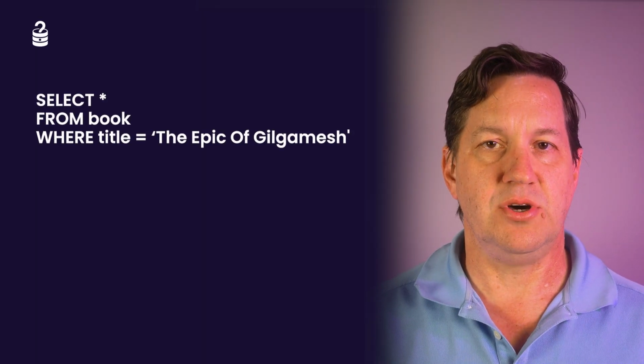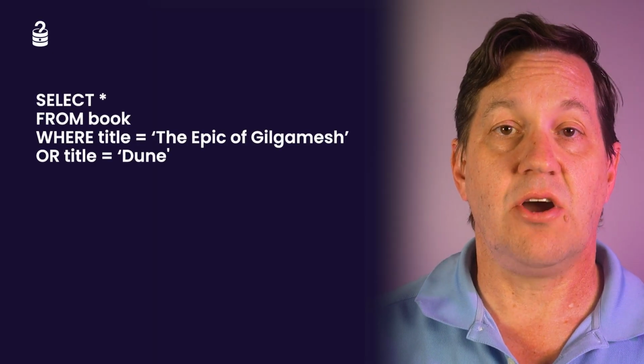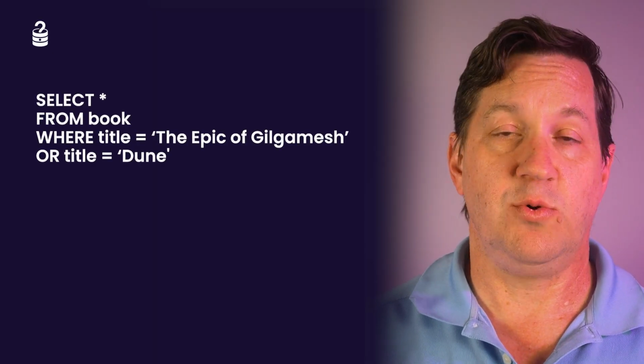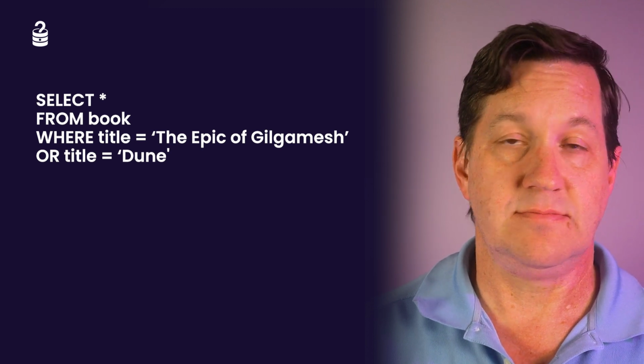SELECT * FROM book WHERE title = 'The Epic of Gilgamesh'. That simple WHERE clause filters your query results. It's also possible to combine multiple query filters as well. SELECT * FROM book WHERE title = 'The Epic of Gilgamesh' OR title = 'Dune'. A query filter can be appended to any query and it's often recommended.